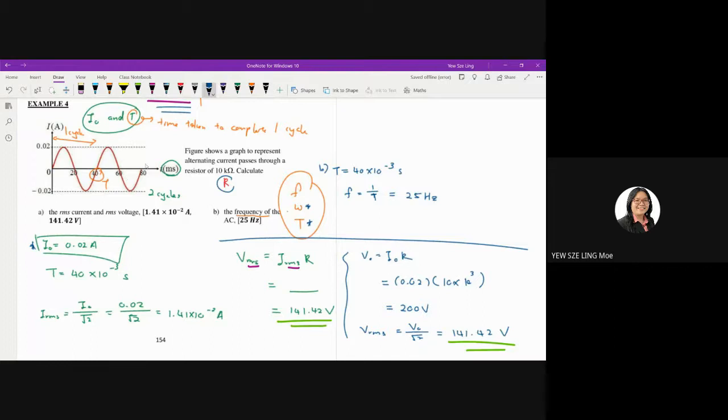Why did I not use 80, why did I use 40? All of that you must know. Make sure you know how to analyze the graph. So I give you a few minutes to write it out before we proceed to example 5.